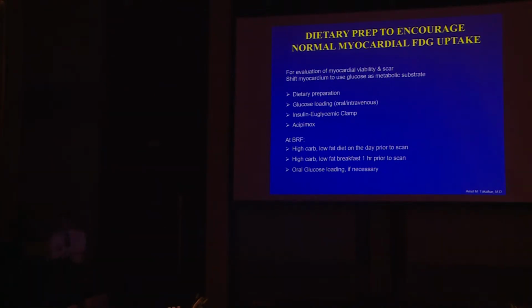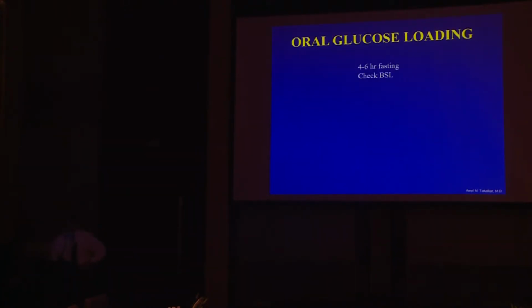At our center, we use a high-carb, low-fat diet on the day prior to the scan, and then tell the patient to have a breakfast with high carbohydrate content 1 hour prior to the scan. If necessary, on top of that, we might give the patient oral glucose. Bear in mind, in patients with diabetes, this does create problems, so we check the blood glucose. If it's less than 110, we give oral glucose loading and then proceed with FDG.